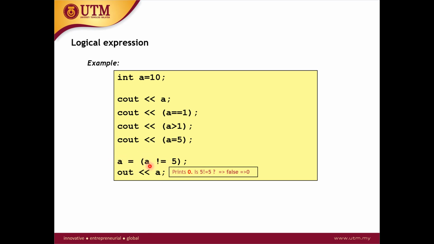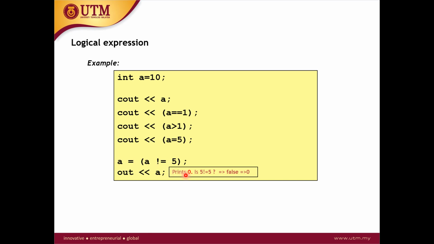Or in other words, we have said a equals to this condition, and this condition is false. Why? Because we are saying is a not equal to 5? No, a equals to 5. So this is false, and this a is going to be false, or it's going to be 0.